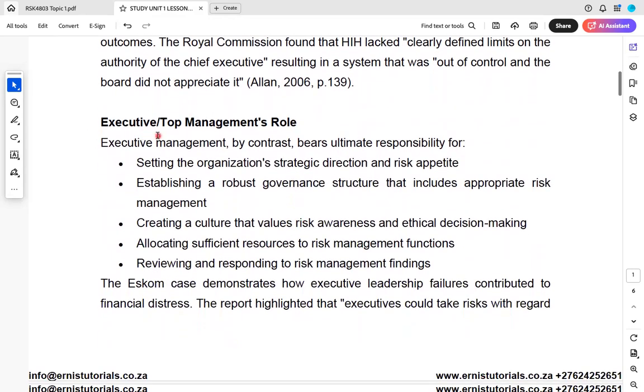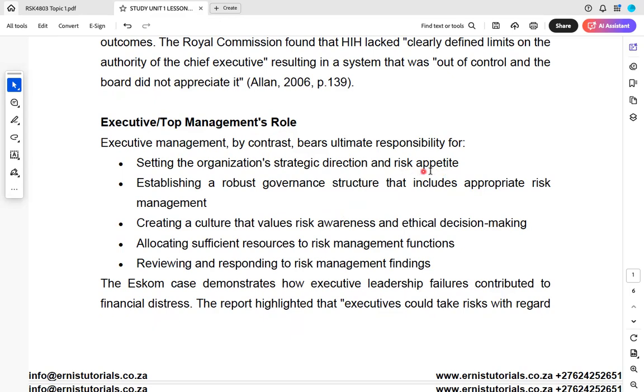And then what's the role of the executive and top management? The executive and top management, with regards to risk management, they set a more strategic long-term view with regards to risk management. For example, they are responsible for the strategic decisions within the organization.